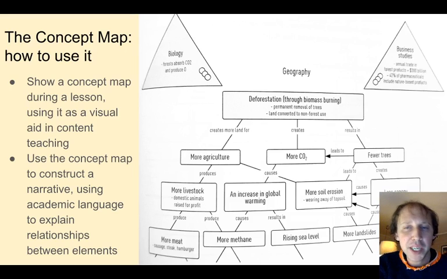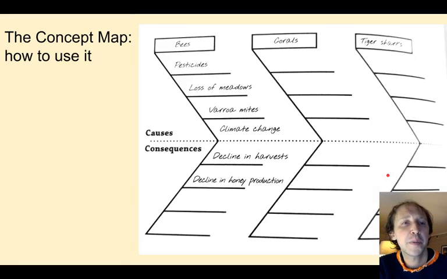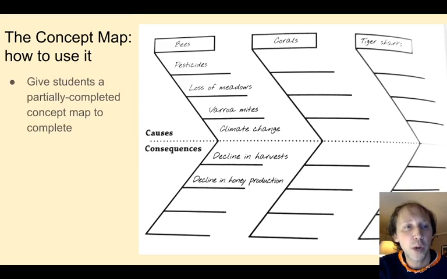This particular concept map is one that I photographed in the book from geography, and something that I want to highlight is the way it used language along the arrows in order to build the relationships and show some of the academic language that students can use to discuss. Another way you can use a concept map is to give students a partially completed one, and ask them or work together with them to complete it.